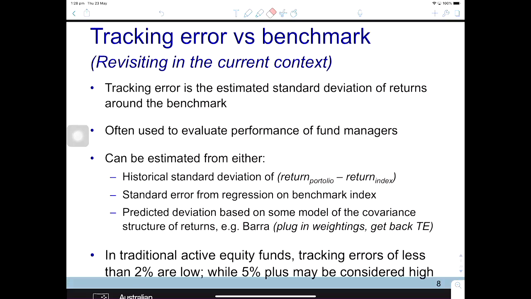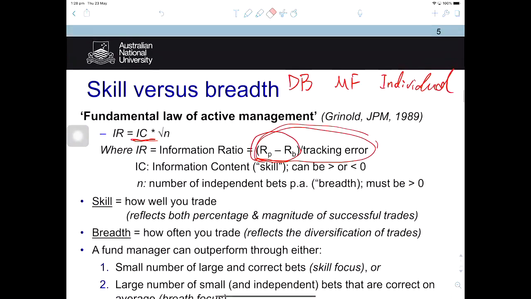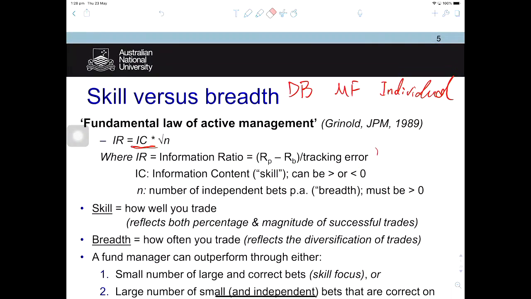When the tracking error is very high, close to 5% or even above 5%, you probably want to be extra careful. You are overweighting or underweighting relative to the benchmark by a large margin. And you have to generate enough excess return to justify that additional peer risk you're taking on in your portfolio.